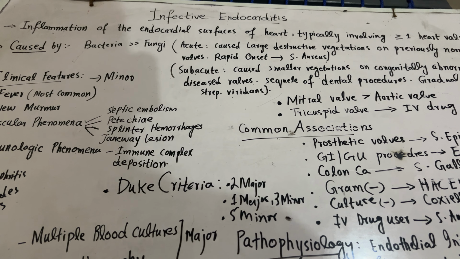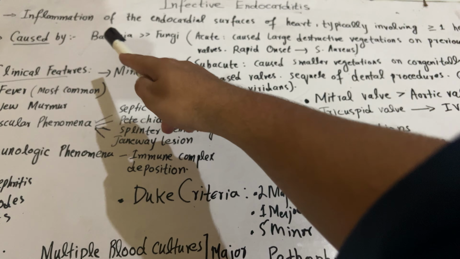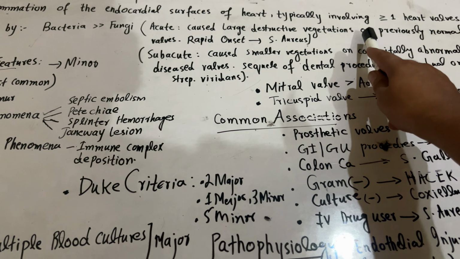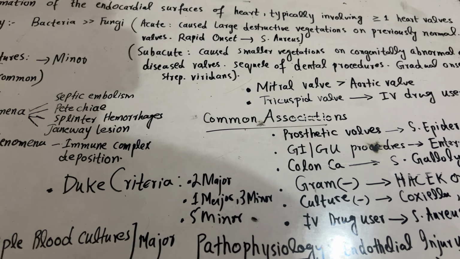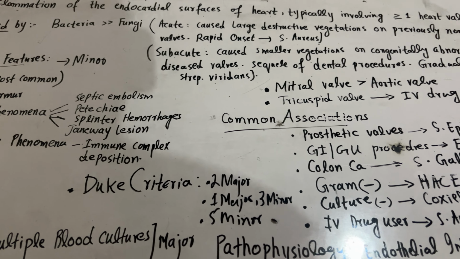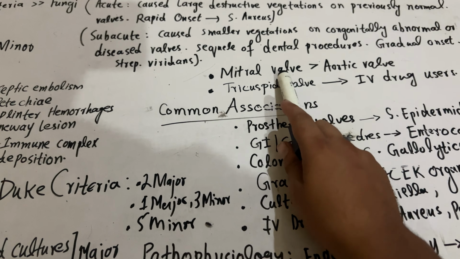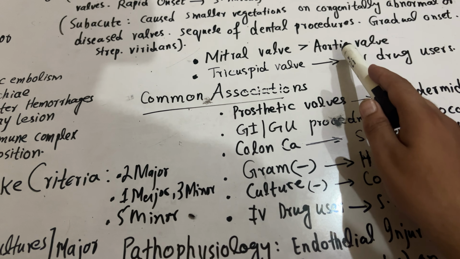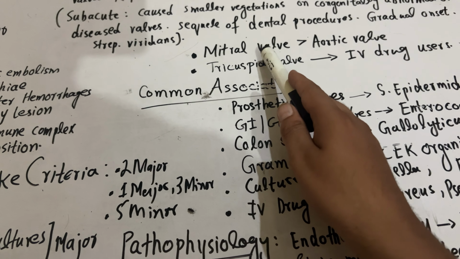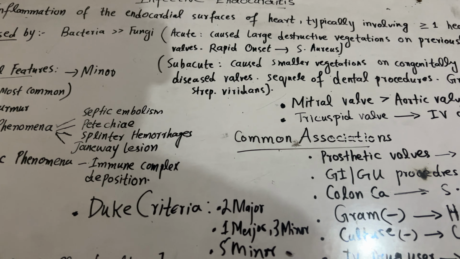Let's discuss infective endocarditis. So, what is infective endocarditis? It is inflammation of the endocardial surfaces of the heart, typically involving one or more heart valves. It is basically an inflammatory process which involves the heart valves, and the most commonly affected valve is the mitral valve. The aortic valve is also affected by infective endocarditis, but it is less common than the mitral valve.